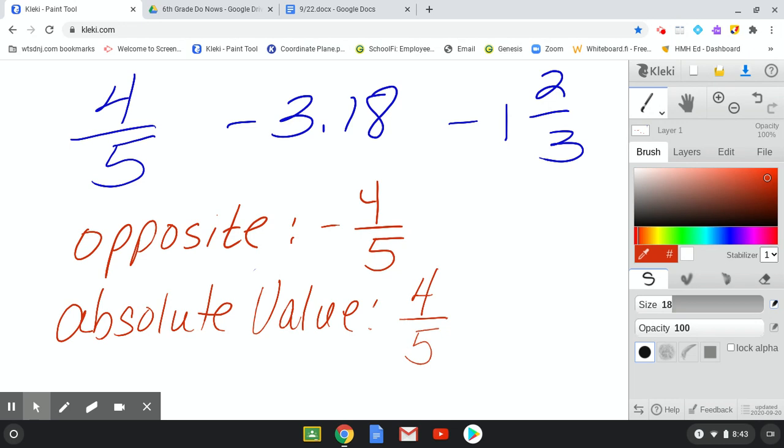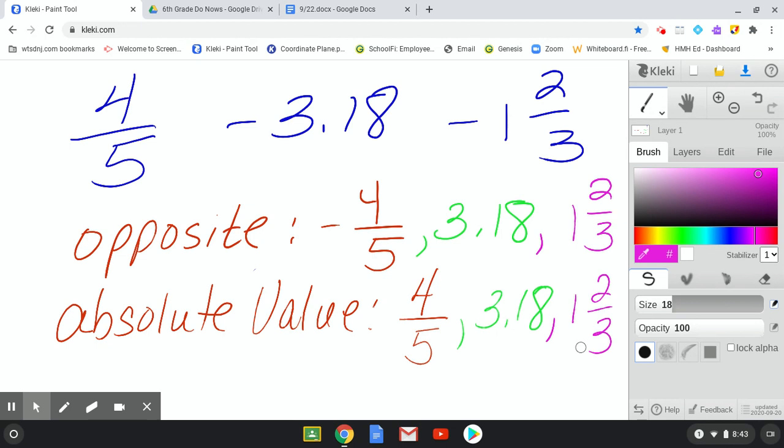For my second one, negative 3.18, the opposite of that is going to be positive 3.18. And the absolute value of negative 3.18 is 3.18 because it has to be positive. Now for my last one, the opposite of negative 1 2/3 is going to be positive 1 2/3. And the absolute value of negative 1 2/3 is 1 2/3 because it must be positive for absolute value. All right, so that's pretty simple.